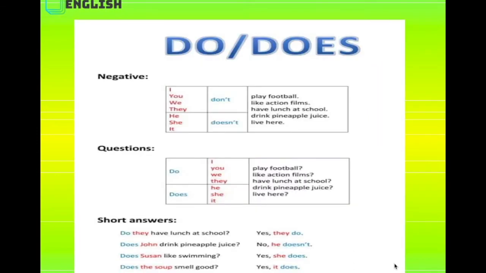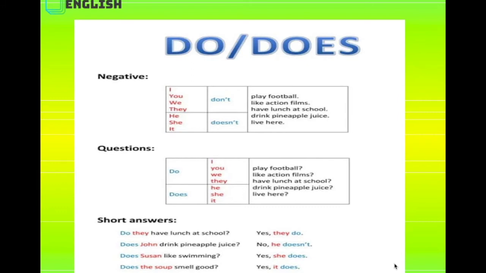So see here again we are going to learn with a few examples of do and does with negative, questions and short answers. Okay. So I, you, we, they: we are using here don't in negative. I don't play football. You don't like action films. We don't have lunch at school. They don't drink pineapple juice.